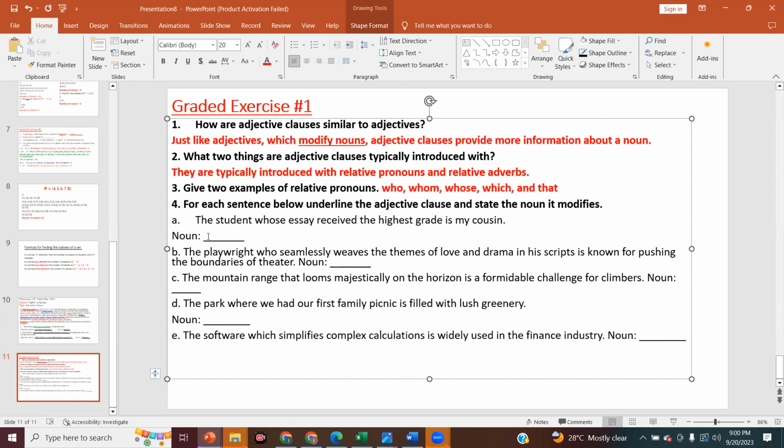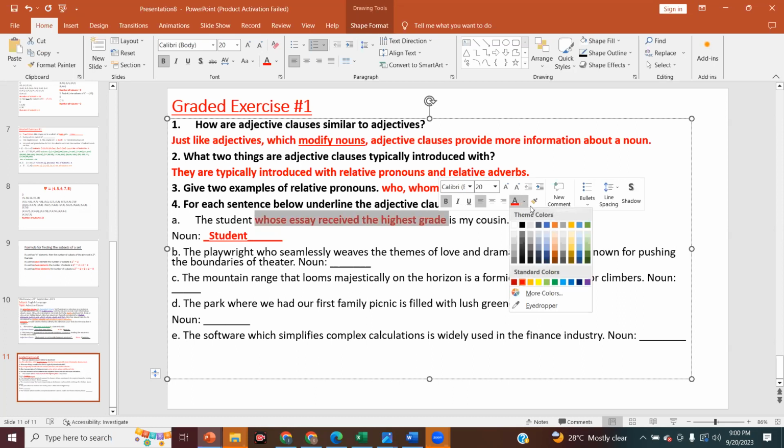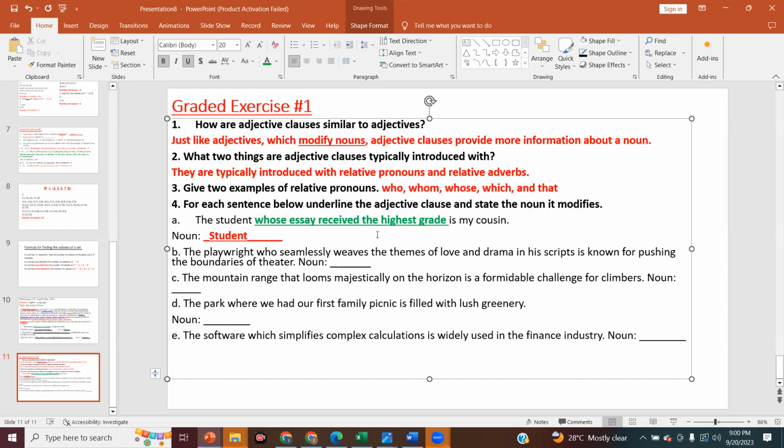Student. Good student. That's a noun. And what is the adjective clause? What is the adjective clause? Speak to me. Whose essay received the highest grade? Very good. That's the adjective clause. Let me put that in. Good. How many persons got that?